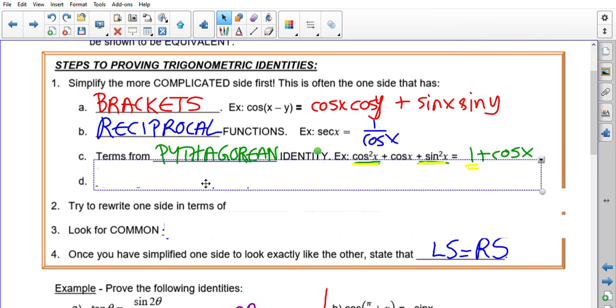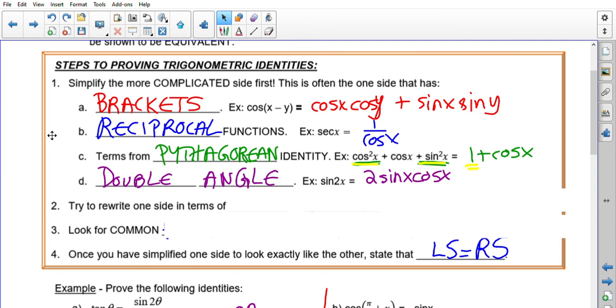And another tip, try to get rid of double angles. So if I have somewhere in the formula, for example, sine 2x, it might be a good idea to help you simplify things by rewriting it without a double angle, using your double angle formula. So writing it as 2 sine x cos x might help.